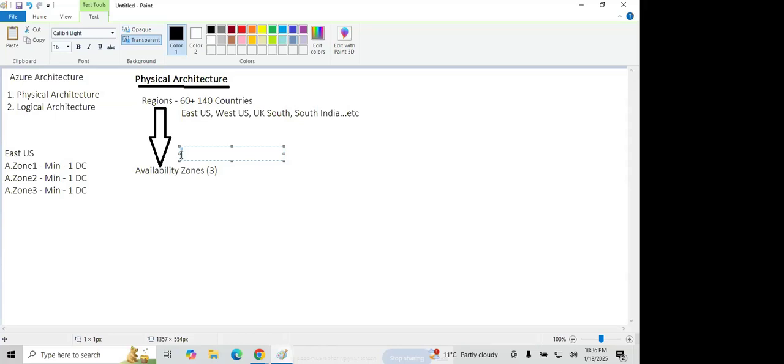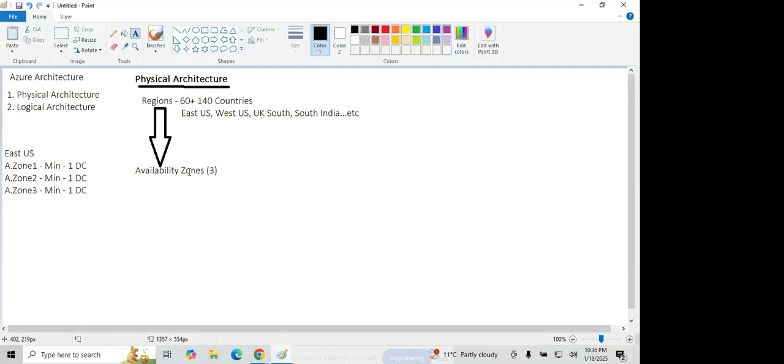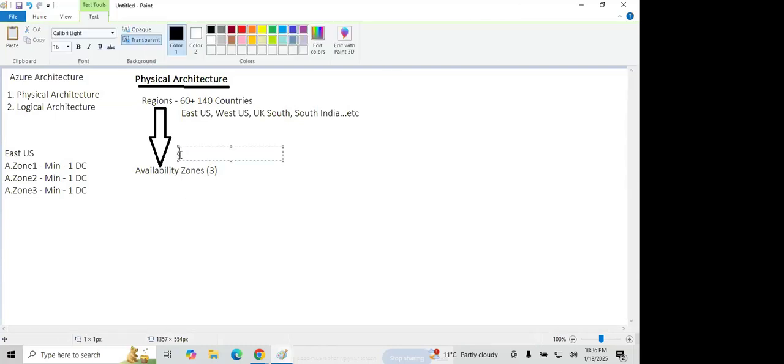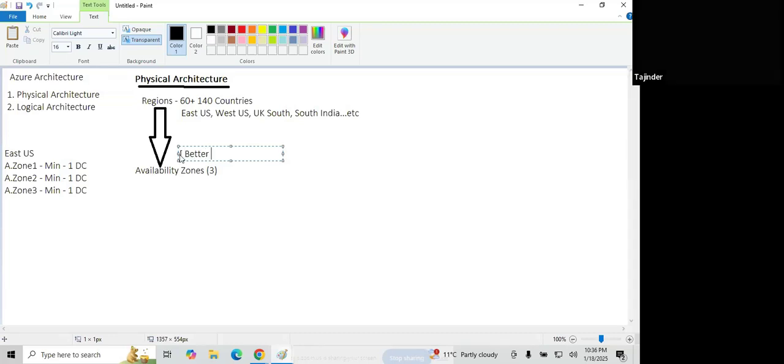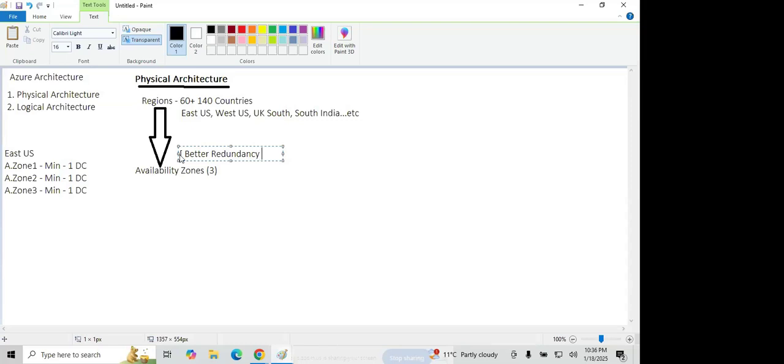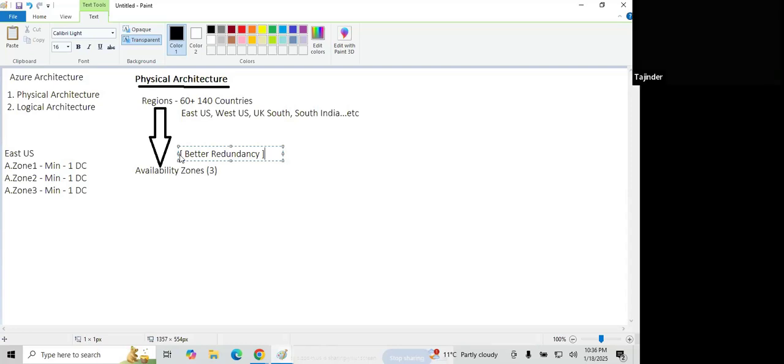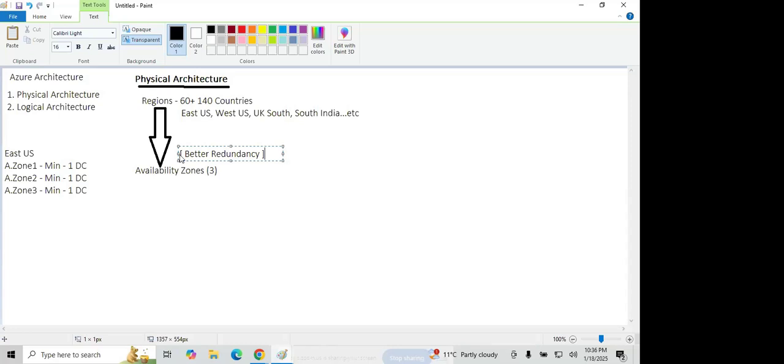Yeah, understood. So point number three for the availability zone: what can we achieve with the help of availability zone? We can achieve better redundancy with the help of availability zone. How do we achieve better redundancy? I'll explain this to you in detail, probably tomorrow or in the next session. I'll give you a gist. For now, just remember this point that we can achieve better redundancy with the help of availability zone.